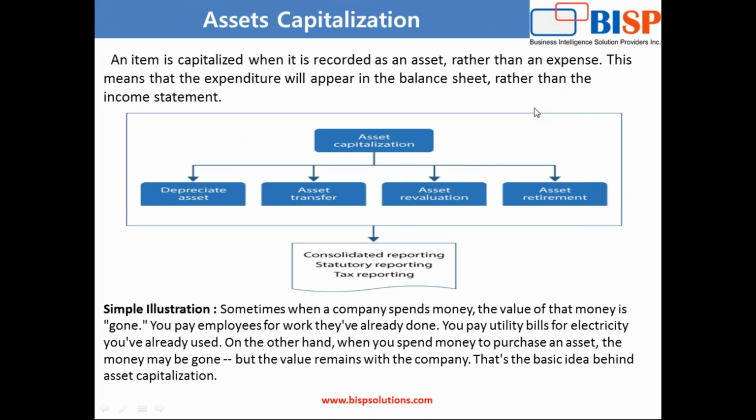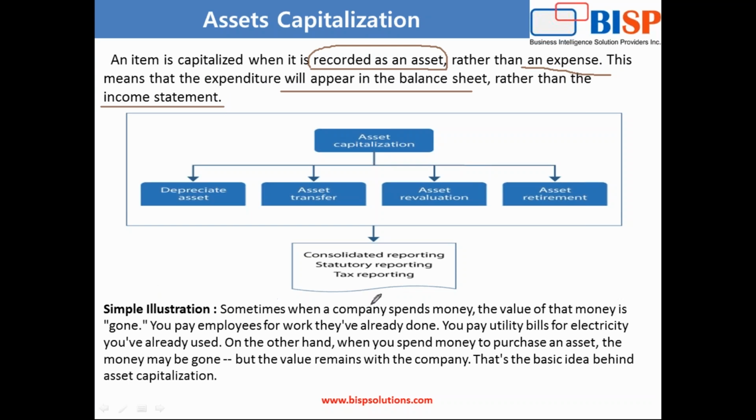So finally, you would also find, while working on the CapEx module, the term called asset capitalization. So what is asset capitalization? An item is capitalized when it is recorded as an asset rather than as an expense. This means the expenditure will appear in your balance sheet rather than your income statement. And why does this happen? Look at this interesting example.